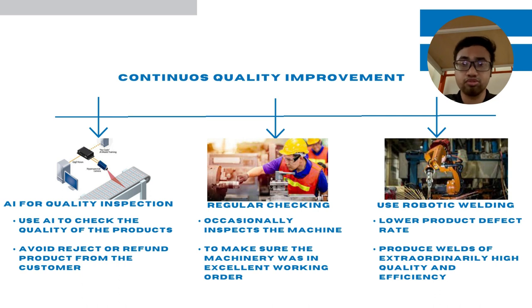And the third one is to use robotic welding. Robotic welding can significantly lower product defect rates. Robotic weld quality is dependent on both high quality material and a reliable process. However, once these problems are systemized, a robotic welding device can produce welds of extraordinarily high quality and efficiency, noticeably more reliable than even the most skilled welders.